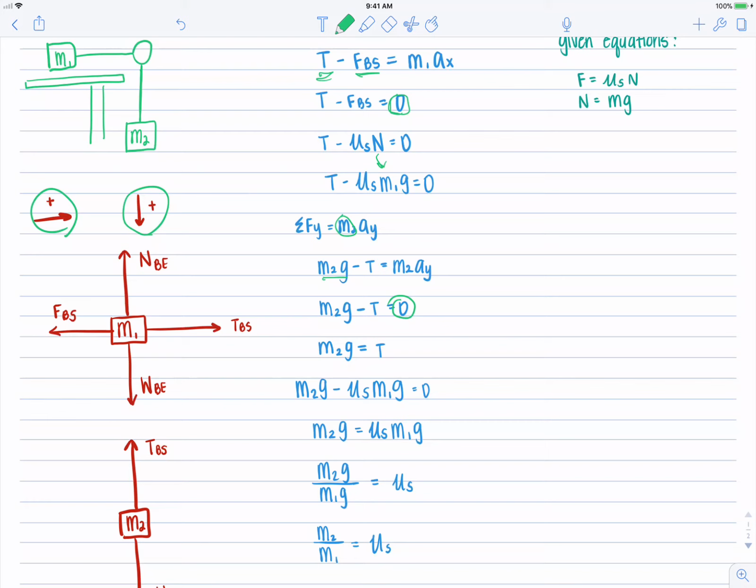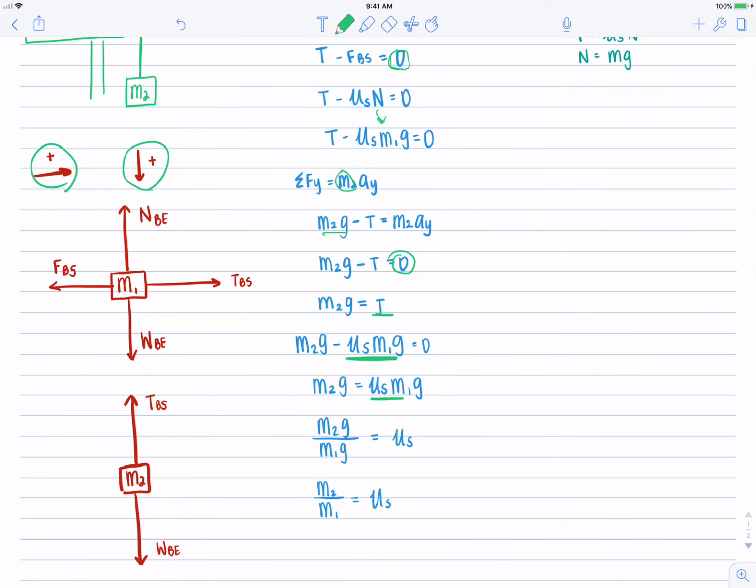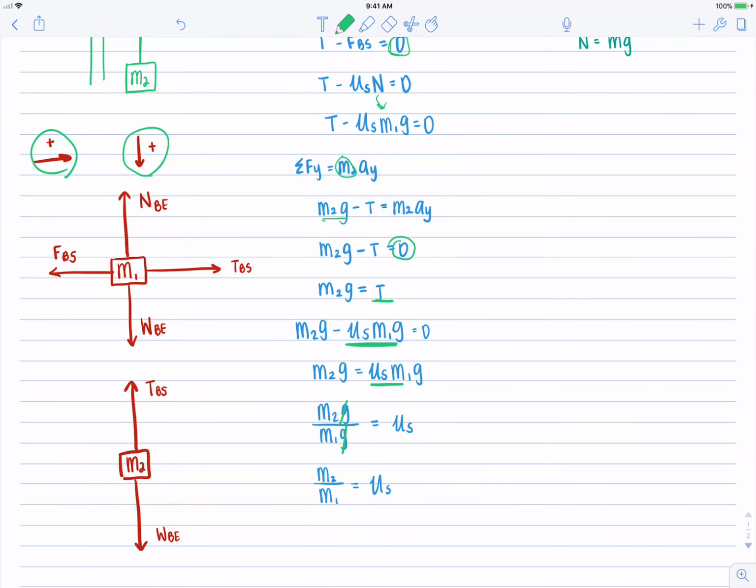Now we can plug in the tension we got from using mass sub 2 into the mass sub 1 equation. We get mass sub 2 times gravity minus mu sub s times mass sub 1 times gravity, which all equals 0. Our goal is to isolate and solve for mu sub s. So when the gravities cancel, we are left with mass sub 2 over mass sub 1 equals mu sub s.